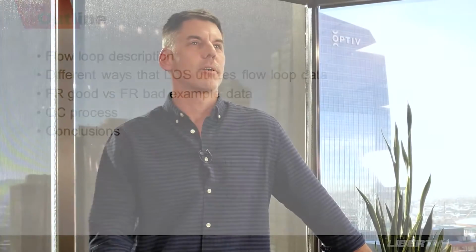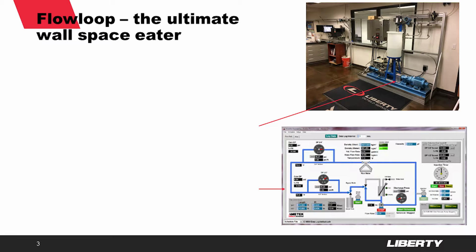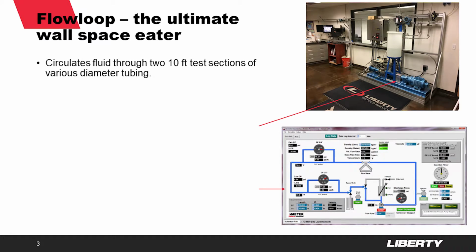To the right is a picture of our flow loop in one of our field labs. It takes up quite a bit of space, mainly because it has to have 10 feet of straight tubing in which to take pressure readings. It's a very straightforward piece of equipment.